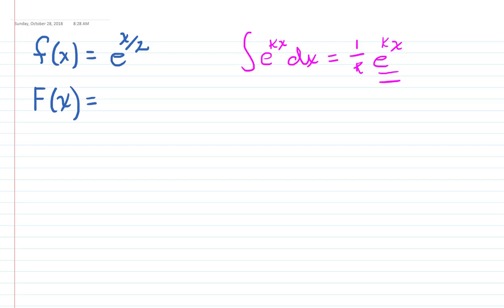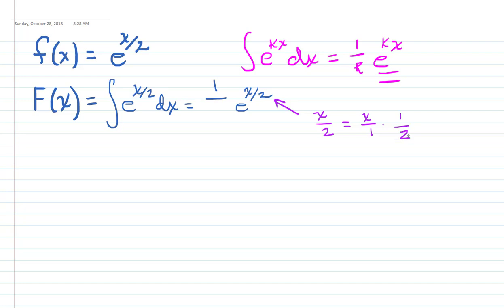So that's what you're doing when you're doing these problems, you're finding this antiderivative, so e to the x over 2 dx. So by looking at this, I see the e to the x over 2 stays the same, and now I just have to figure out what k is. Well, if you split this into two pieces, x over 2 would be the same thing as x over 1 times 1/2. So in other words, the value that's in front of x is 1/2.